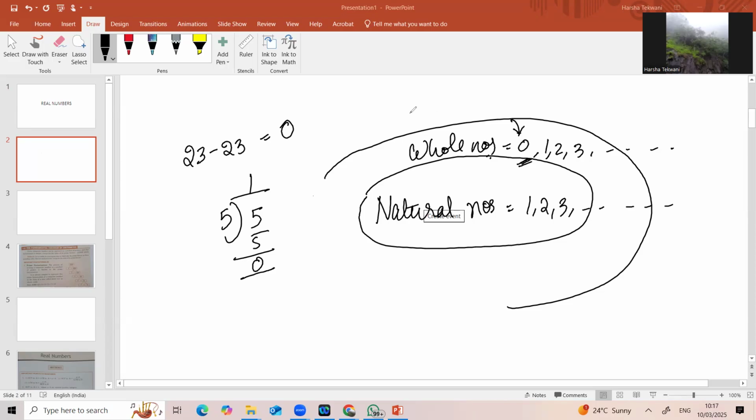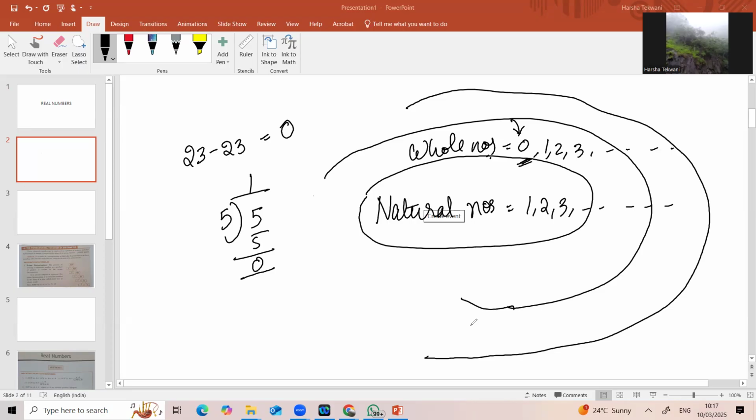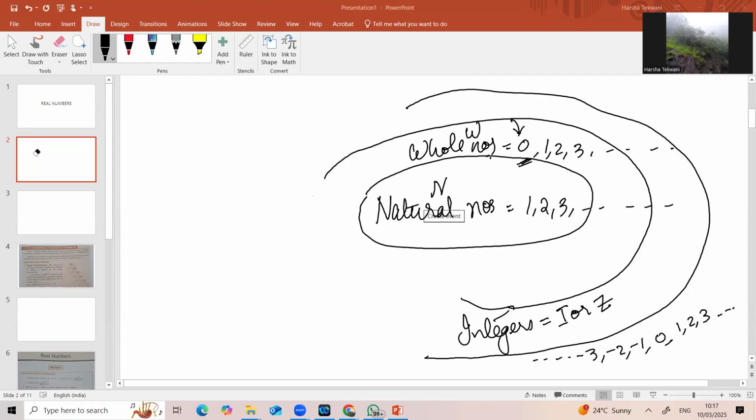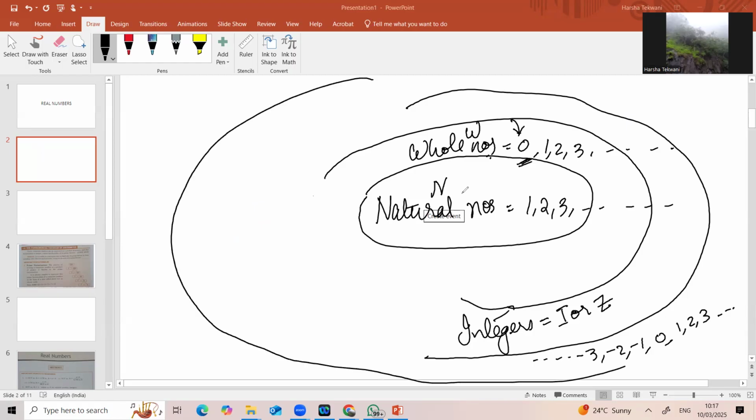Now, after whole numbers, human beings discovered something called integers. For now, natural numbers I'll denote as N, whole numbers as W, integers either you call it I or Z. So this had all the negative numbers, 0 and positive numbers. And then came rational numbers.